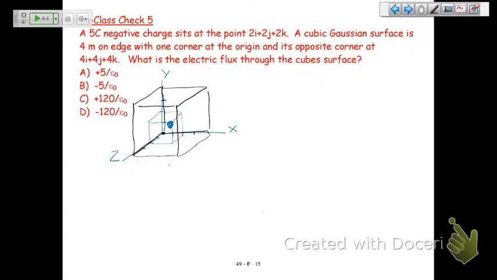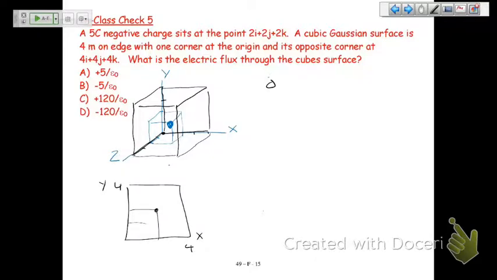And the key question I'm trying to ask is, is this charge inside that Gaussian surface? And it clearly is. If you look at it from the side, that's 4 along the x, and that's 4 along the y, and that's 2 along the x and 2 along the y. If you do that on any of the surfaces, you're always going to be in the middle.